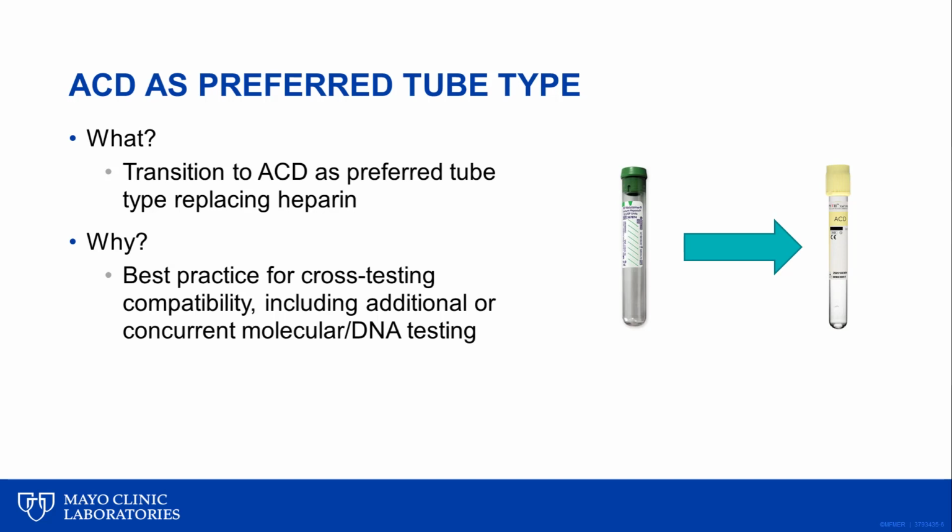The second item for discussion addresses the change from heparin as our preferred tube type to ACD. Genetic testing for hematologic neoplasms is broad, and it can include conventional chromosome analysis, FISH, chromosomal microarray studies, and/or other molecular-based assays such as NGS. Replacing heparin with ACD tubes enables improved cross-testing capability or compatibility that we frequently encounter in the laboratory.